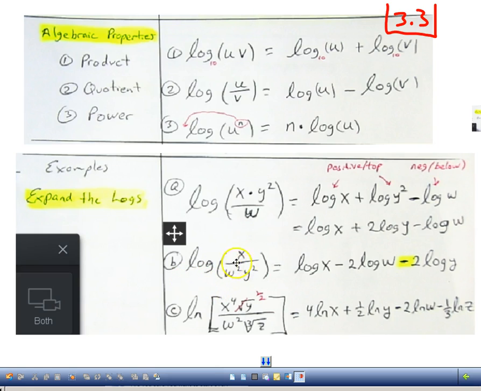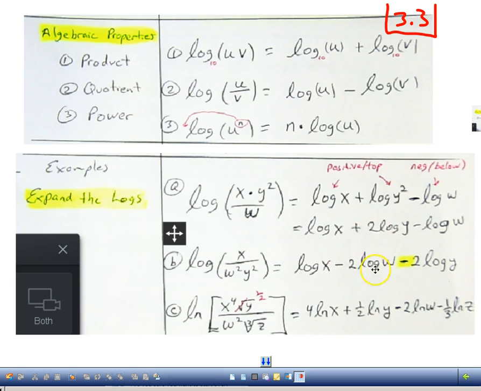Next example is log of the expression x all over w squared y squared. Now we have three variables. We're going to have three simple logs. The x is in the numerator, so we're going to have positive log x. Now the w is in the denominator, which means that it's dividing the overall expression. So we're going to have minus 2 log w, because the w is below, dividing.